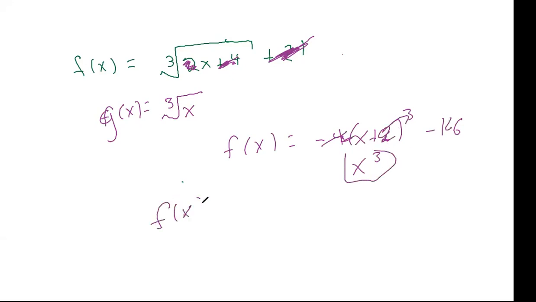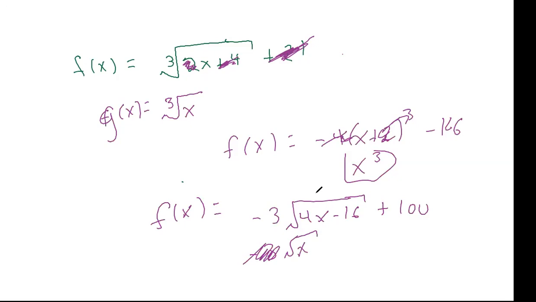What if I have f of x equals negative 3 square root of 4x minus 16 plus 100? What is the parent function of this going to be? Negative 3 radical x? Yeah. Don't forget to get rid of that negative 3. Okay.